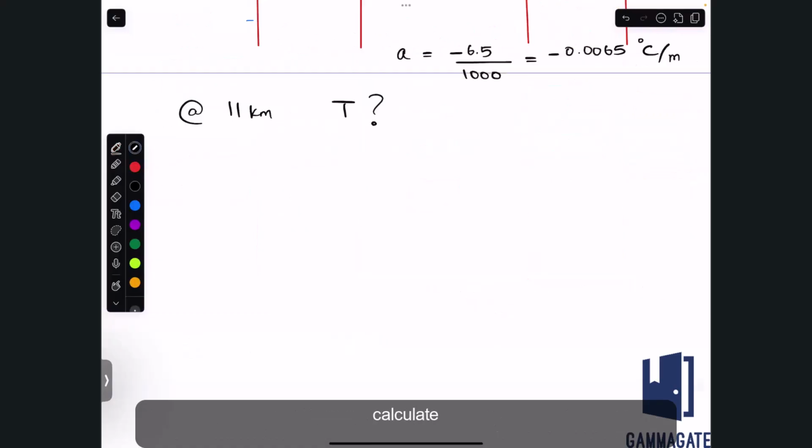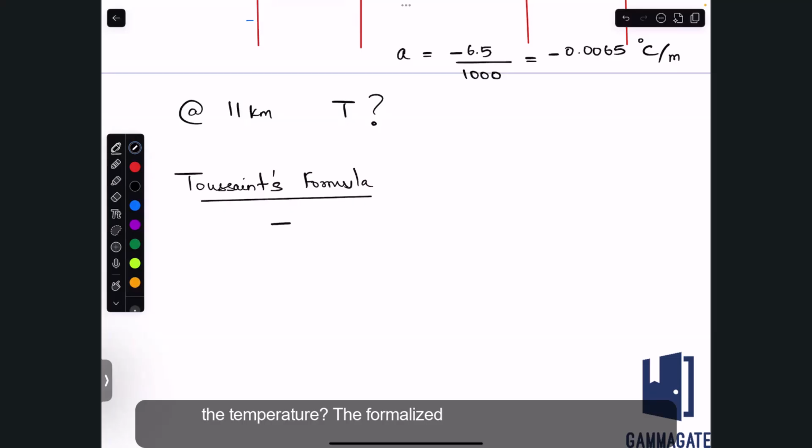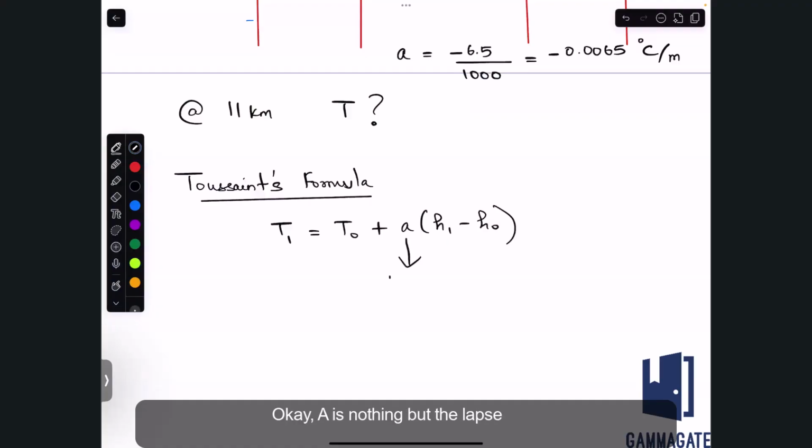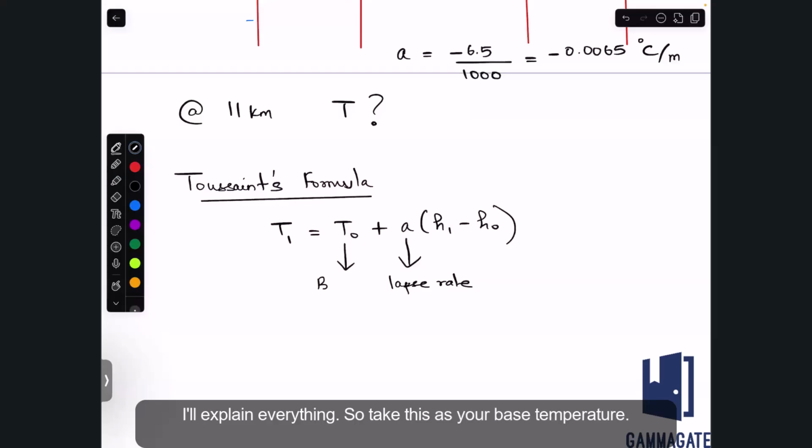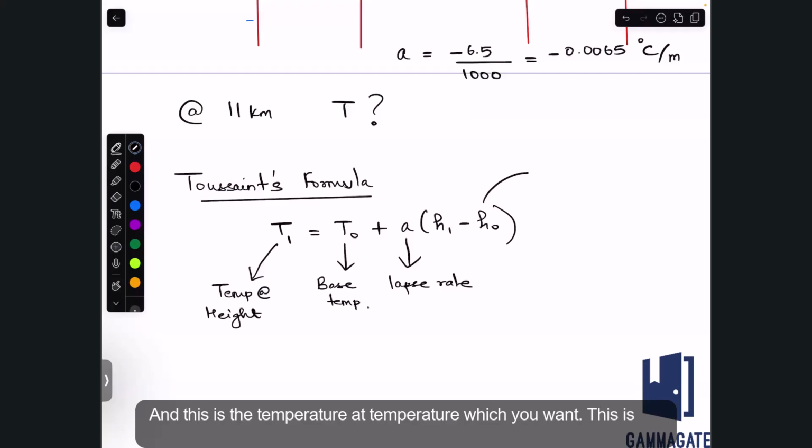Okay, so I'll give you a formula. To calculate this, you have to use something called Toussaint's formula. This is how you will calculate the temperature at any height. The formula is T1 equals T0 plus A times (H1 minus H0). A is nothing but the lapse rate. I'll explain everything. Take T0 as your base temperature, and T1 is the temperature at the height which you want. H0 is the base height.